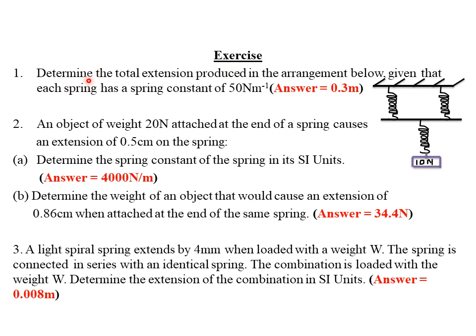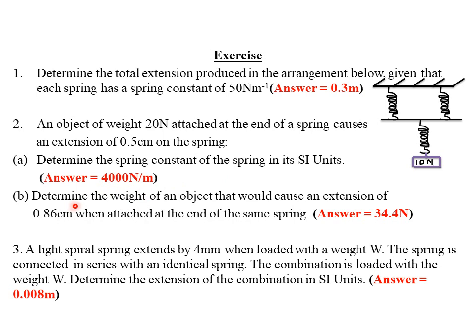So question 1 reads: determine the total extension produced in the arrangement below, given that each spring has a spring constant of 50 Newton per meter. So the expected answer is 0.2 meter. So this diagram is actually for question 1. Question 2 reads: an object of weight 20 Newton attached at the end of a spring causes an extension of 0.5 centimeter on the spring. A, determine the spring constant of the spring in its SI unit. So the expected answer is 4000 Newton per meter.